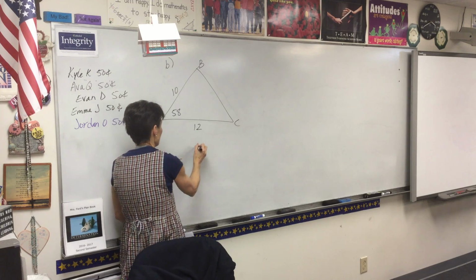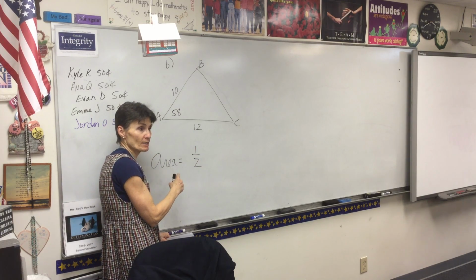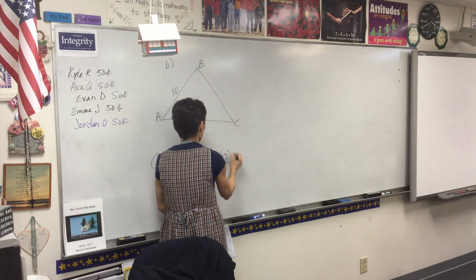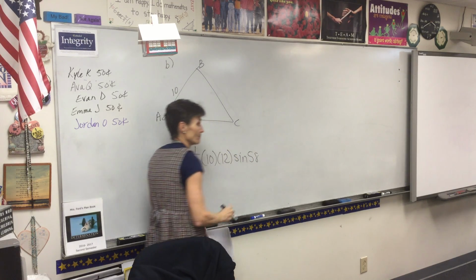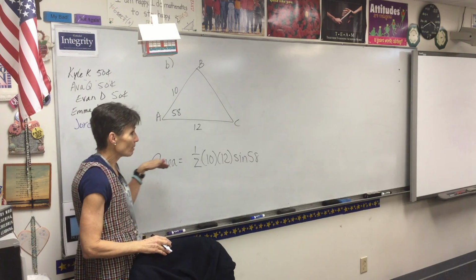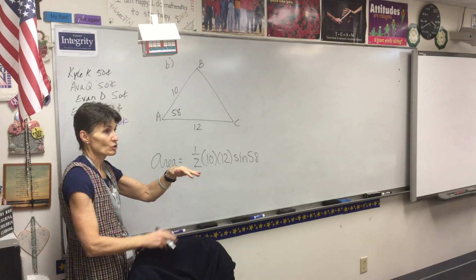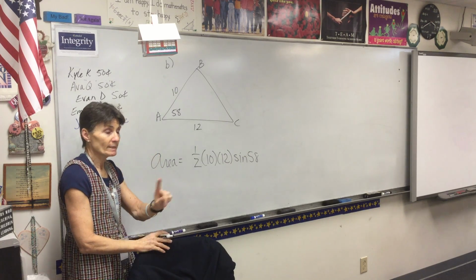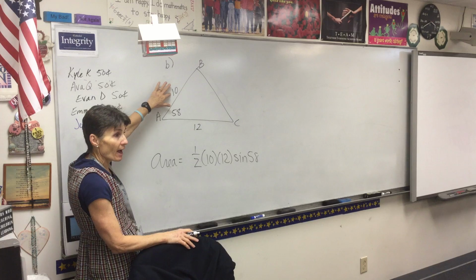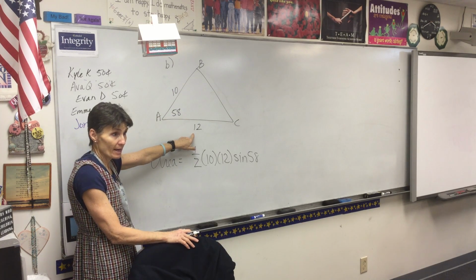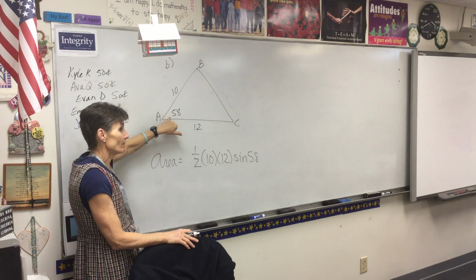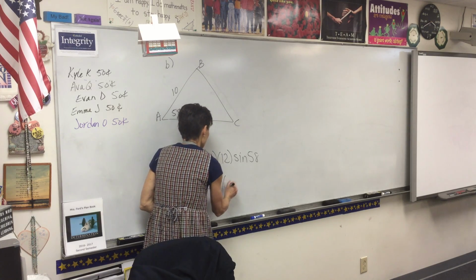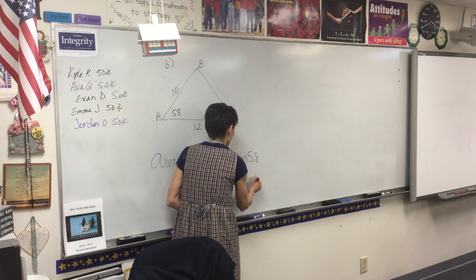The area of the triangle is 1/2. That doesn't surprise you, right? Because you know 1/2 base times height. It's 1/2 10 times 12 times sine 58. I'm going to type that in on my calculator, and that's the answer to the question. I don't need to do anything else. That's our new area formula. So what did I do? I took 1/2 side times side times sine of included angle. So we call this the 1/2 side times side times sine formula.